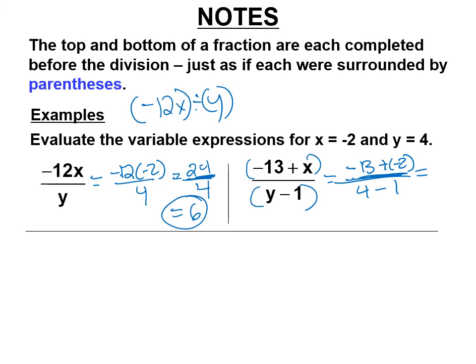So negative 13 plus negative 2 is negative 15. 4 minus 1 is 3. Negative 15 divided by 3 is negative 5.